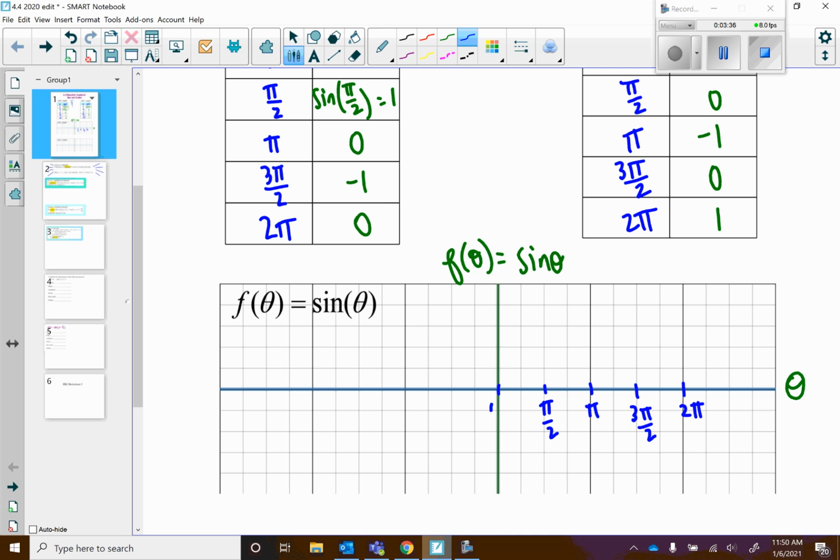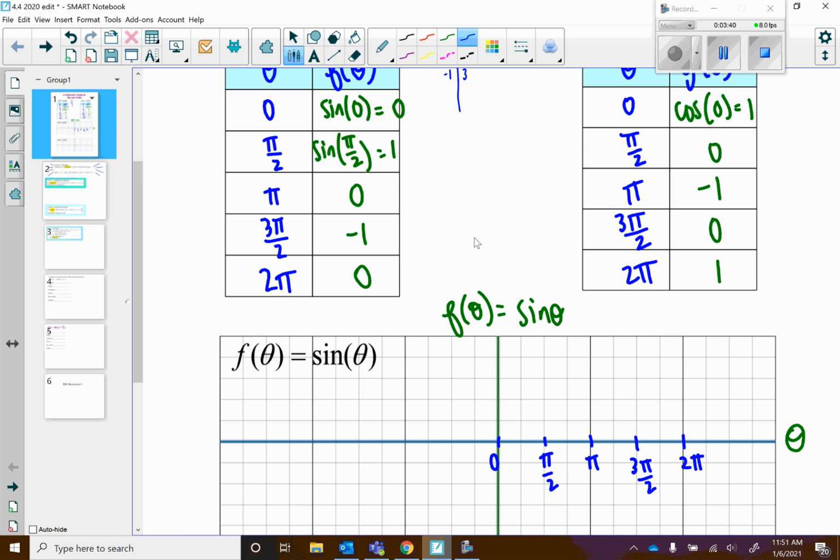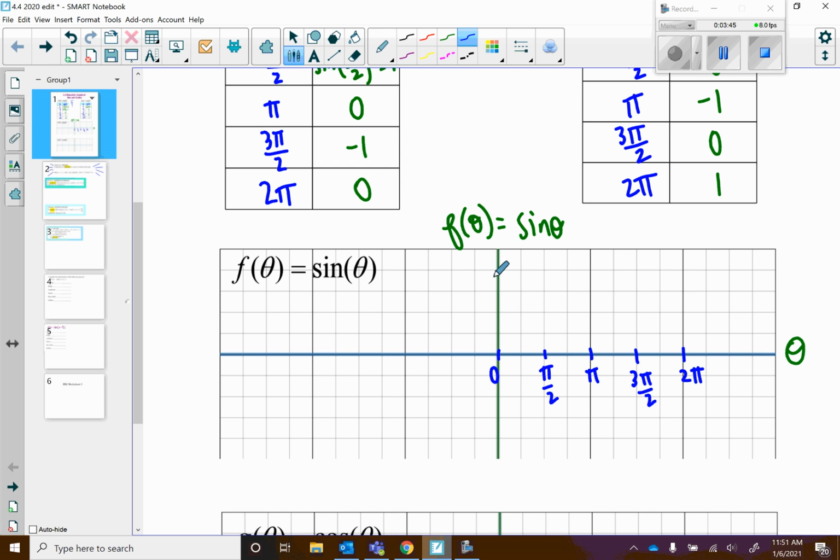And again, 0 is always 0, the origin. On my y-axis, I notice that the highest it goes is 1 and the lowest it goes is -1. So I really don't need a very big scaling here. I'm going to say this is 1, down here, -1. Now I can plot my points. Looking at your table, we have the point 0, 0. We have the point pi over 2, 1. We have the points pi, 0, 3 pi over 2, -1, and 2 pi, 0.